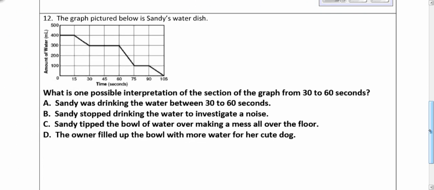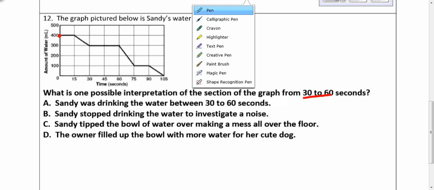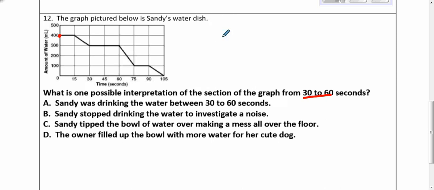The graph pictured below is Sandy's water dish. I guess Sandy's a dog. Sandy starts with a certain amount of water right there. What is one possible interpretation of the section of the graph from 30 to 60 seconds? So we're only going to look at this part of the graph right here, 30 to 60 seconds.